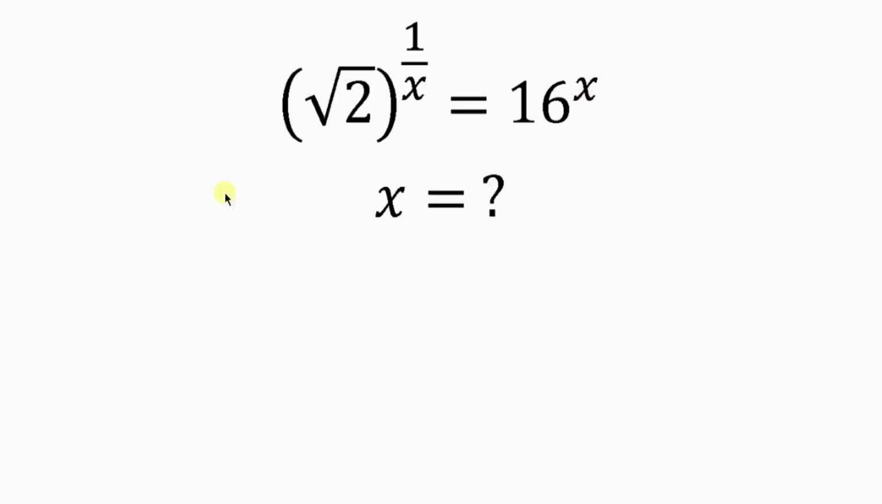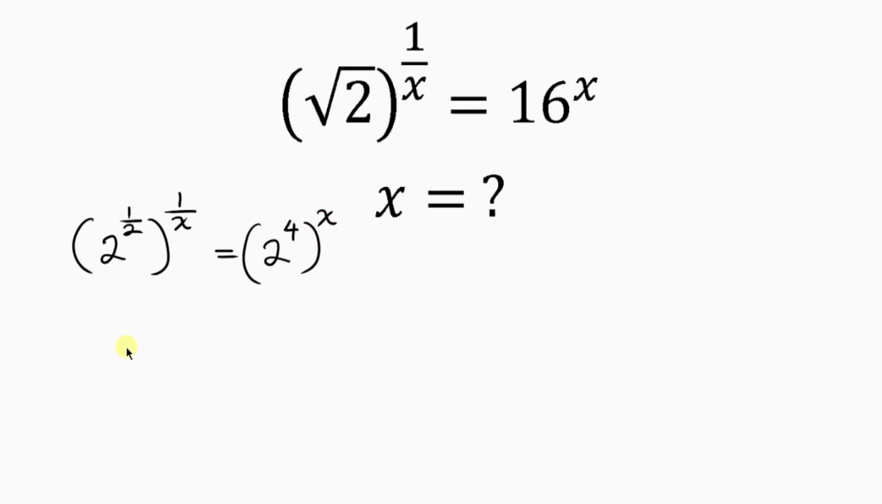Well, our first step will be for us to simplify the square root of 2. The square root of 2 can also be written as 2 to the power of 1 over 2. Very good. And this is raised to the 1 over x. So I'm going to be raising this to the 1 all over x. Very good. And this is equal to 16 to the x. 16 is the same as 2 to the 4th. And this is raised to the x. So I'm going to be raising this to the x.